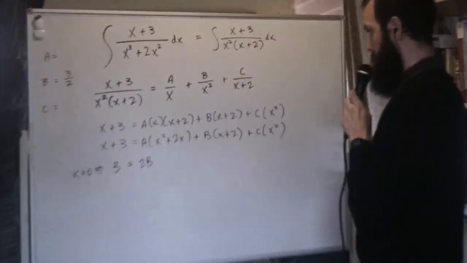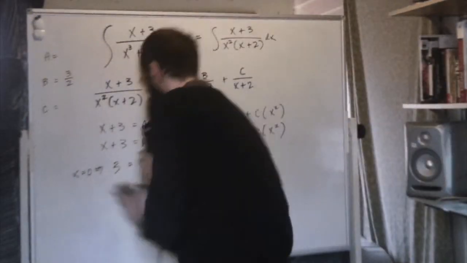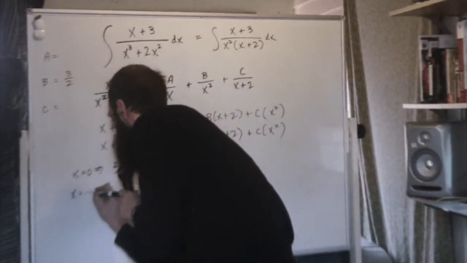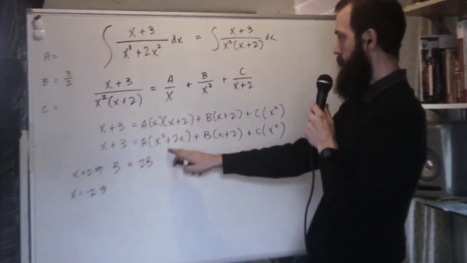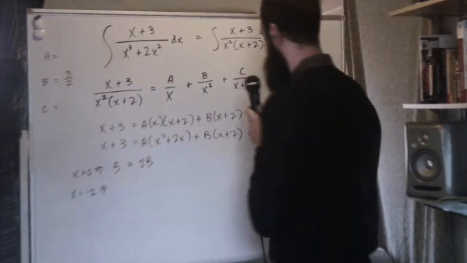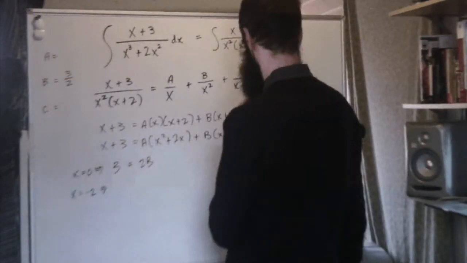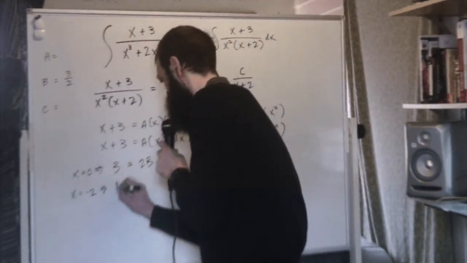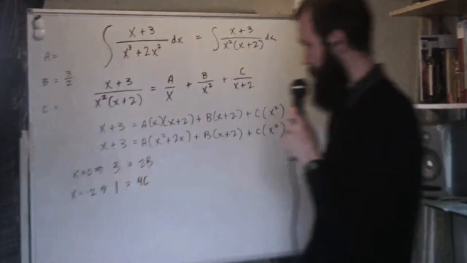Next, let's choose x equals negative 2. And we'll eliminate b. So negative 2 squared, 4, plus negative 4, 0. C, though, will equal 4. 4c will equal 1. So c will equal 1/4.